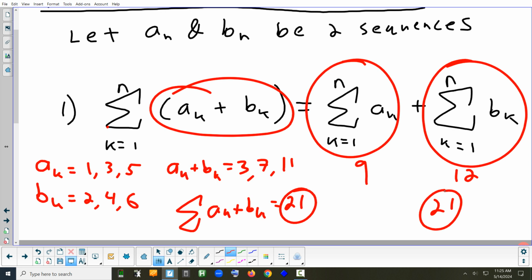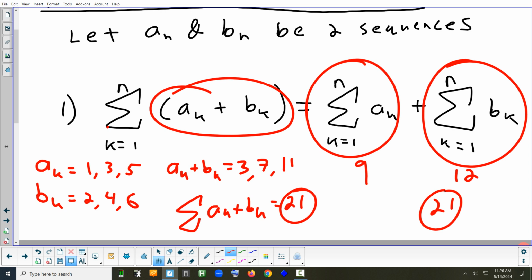But the important idea is the concept. You can take two sequences that are being added together in a sigma and separate them into two different sigmas. Or you can take two sigmas and combine them into one. Which way you do it kind of depends on what we're trying to do.